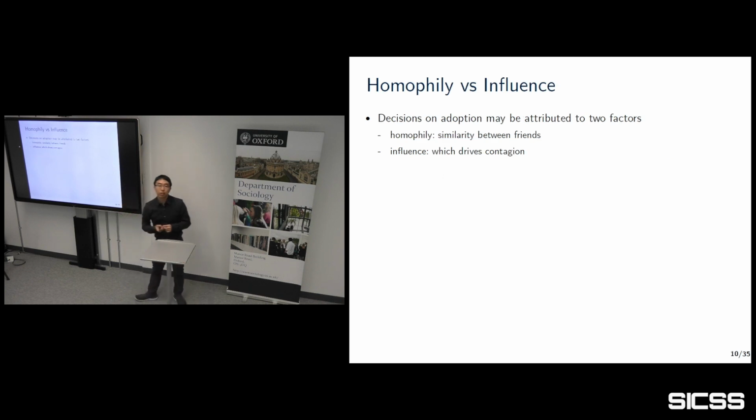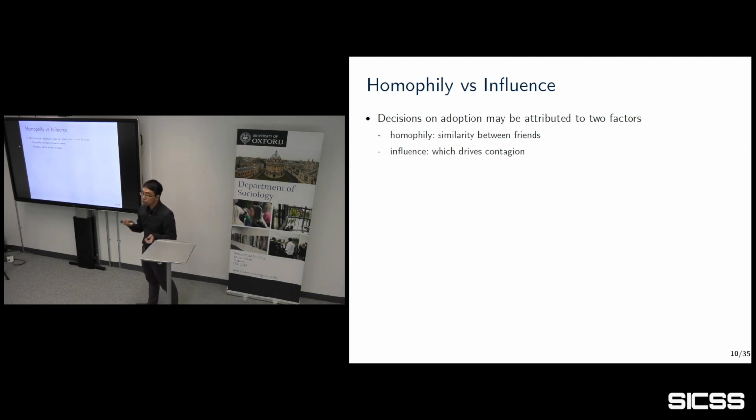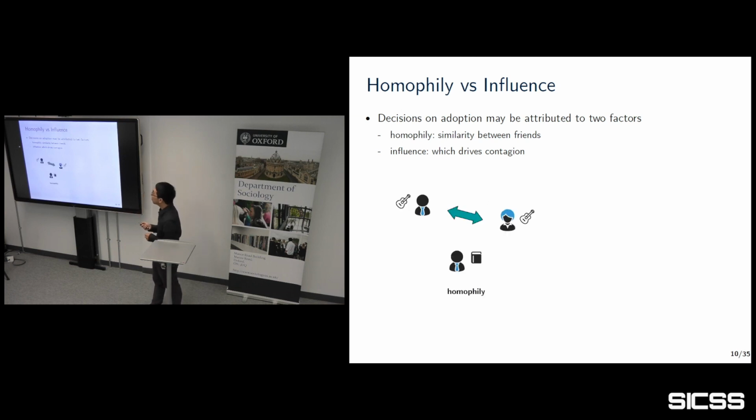But one technical challenge in this case is that decisions on adoption may usually be attributed to two factors. One is called homophily, the other is influence. Homophily basically means that a friendship is more likely to be formed between people who share certain characteristics. In this case, if two people like music, then they're likely to form a link between them instead of between a person who likes music and a person who likes books.